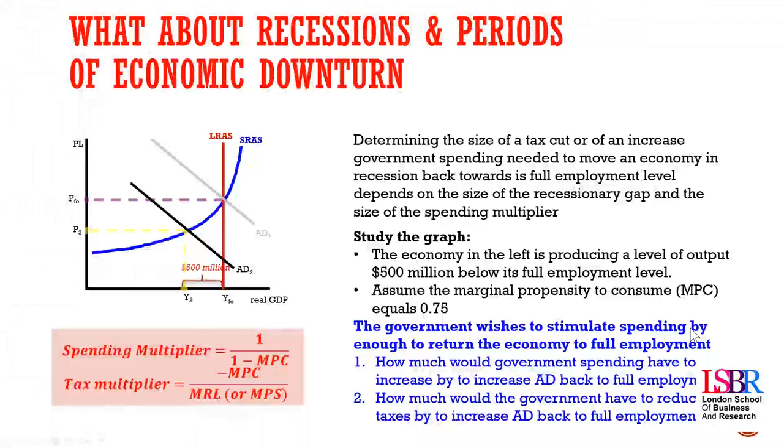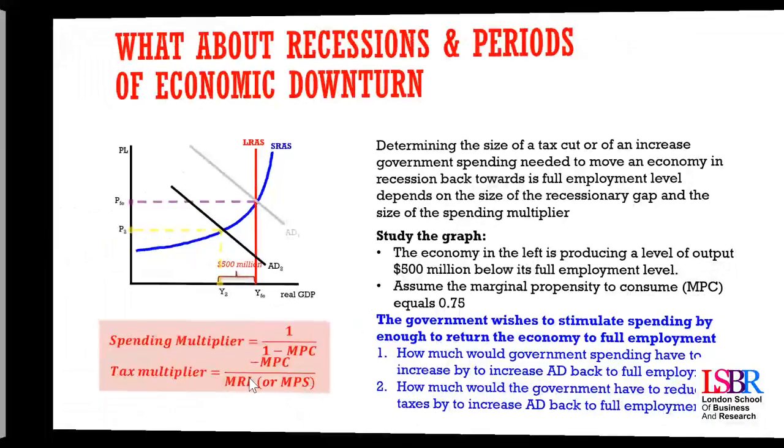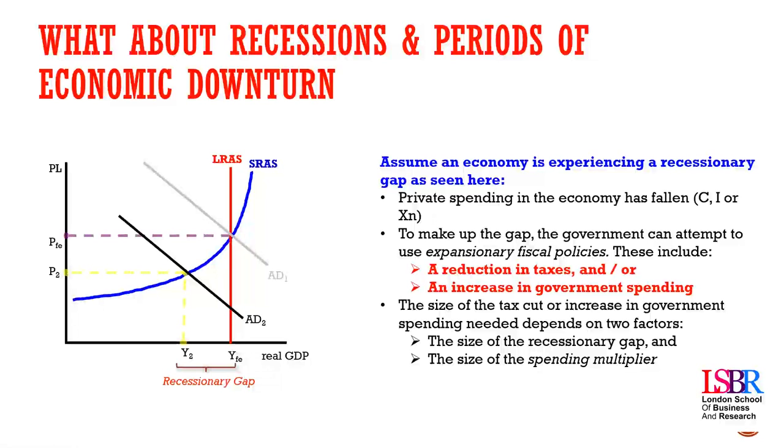The multiplier, I don't want you to worry about the multiplier, but the multiplier basically allows us to work out the size of growth. So how much will £1 spent by the government grow the economy? The multiplier lets us do that. So in order to work out this multiplier, it's 1/(1 - MPC). Now you're probably thinking, what is the MPC? Well, the MPC is the multiplier.